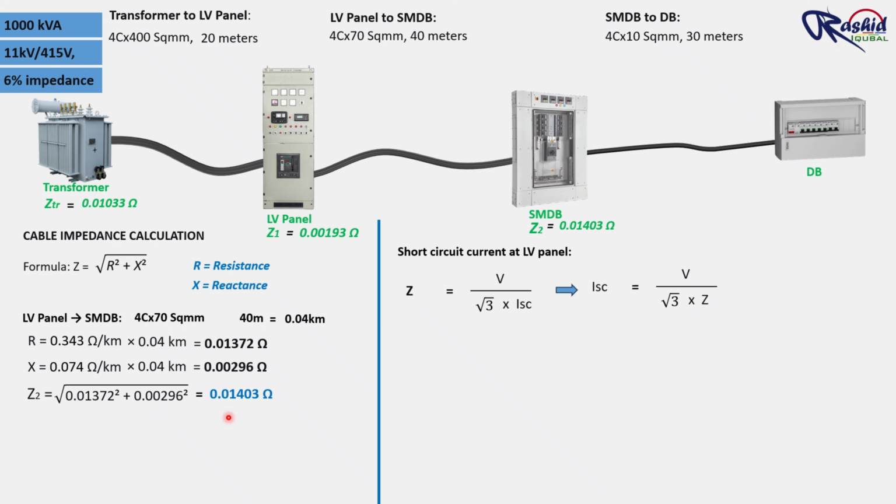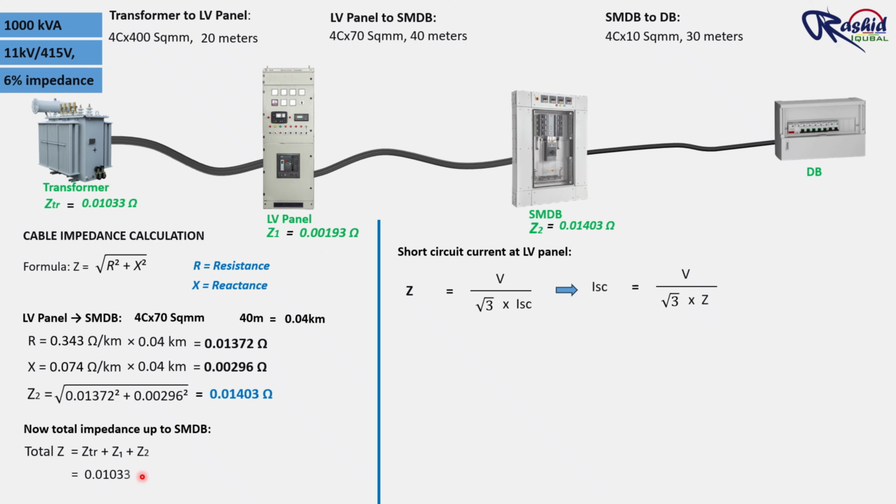Now we need to add this to the previous total impedance. So the total impedance up to SMDB is Z equal to ZTR, this is transformer impedance, plus Z1, this is cable impedance from transformer to LV panel, plus Z2, this is the cable impedance from LV panel to SMDB.